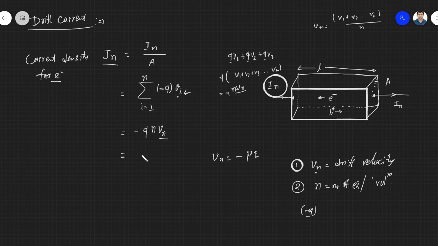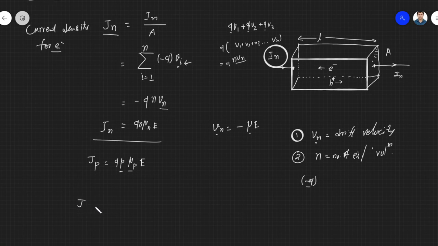Now if you replace this Vn equals minus mu into E, you'll get q n mu n into E, right? So this is the current density for electrons. Similarly, if you do it for holes, the current density for holes will be again charge q, but the hole density will be different, p, and hole mobility mu p into E. Here p is hole density, mu p is mobility of holes. If you see the direction, they will add up. The electrons move this way, but the current contribution will be in the opposite direction. Holes move this side and the current contribution is in the same direction, so they are additive.